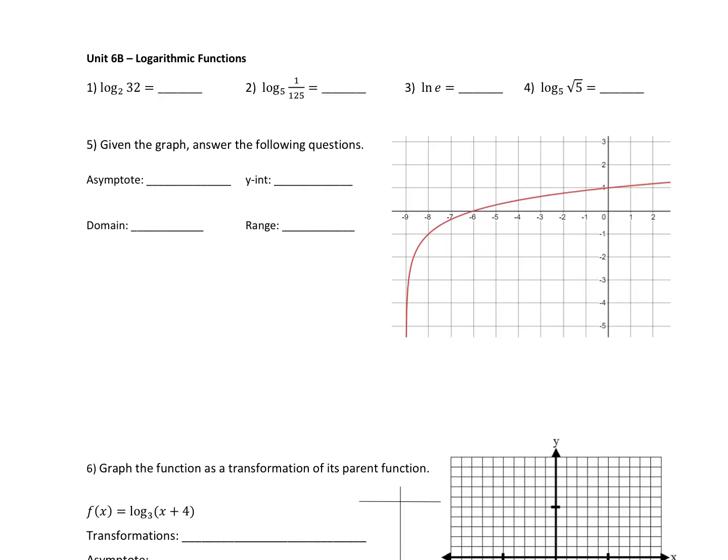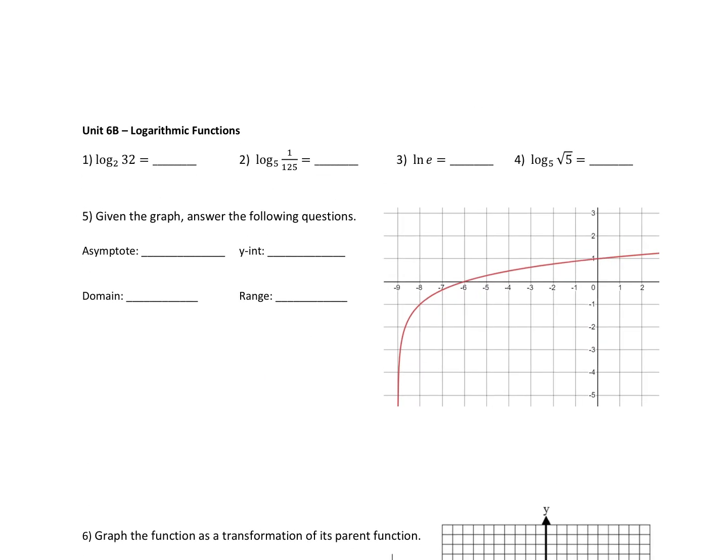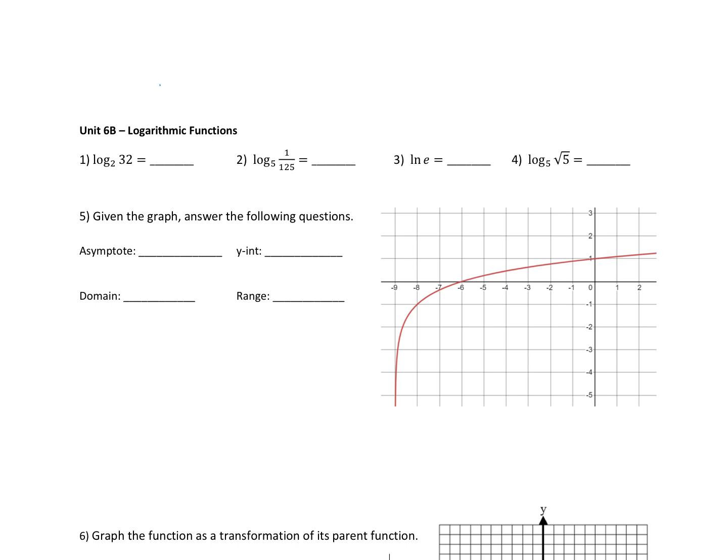Similar approach when we're talking about logs. So first, let's talk about the connection between logs and exponents. If I have log base b of some number y equals x, if I were to convert that into an exponential, it would be the base to a number equals the answer. So log base 2 of 32 is saying that 2 to what power is 32? Well, 2 to the 5th power is 32. So log base 2 of 32 equals 5.